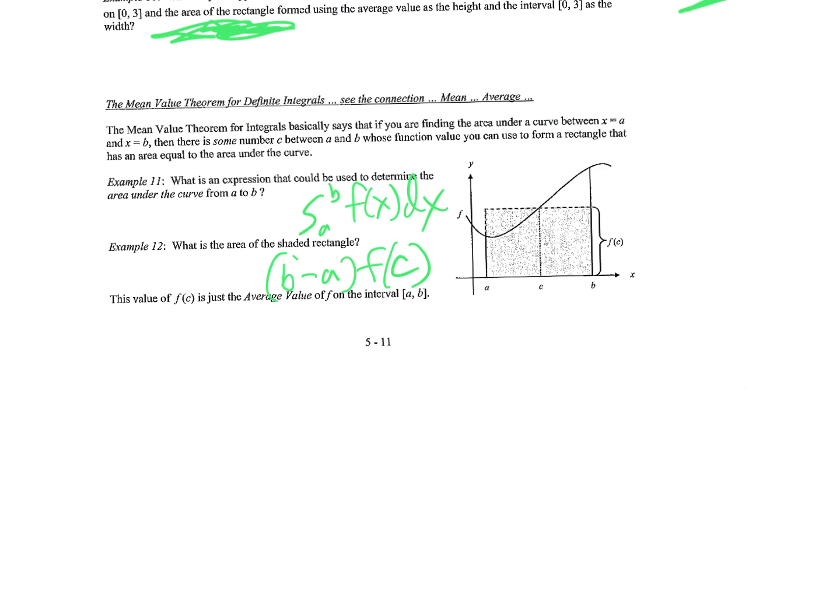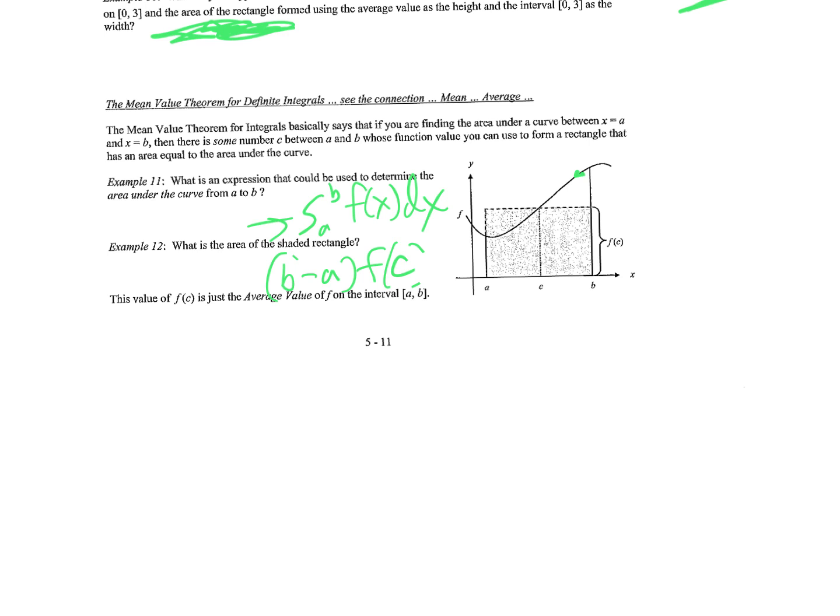Here's what he's trying to get you to think about with problems 11 and 12. Here's the integral that would find the area under the curve, so we're looking for that area, right? And then what are the dimensions of the other rectangle? Well, that's b minus a to get that distance. We couldn't do a minus b because that would be a negative number, right? So b minus a times the height, which is f of c.